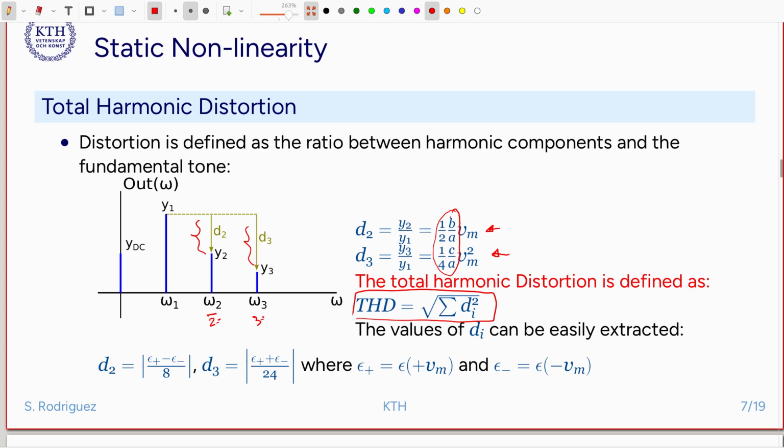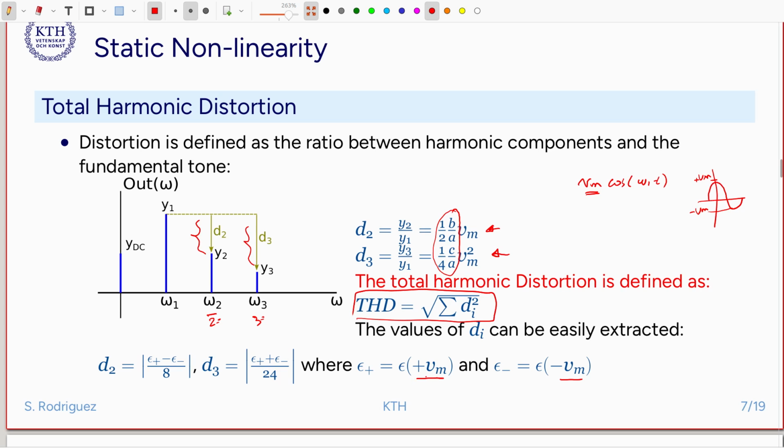Assuming that we pass this amplitude Vm cos omega 1 t to our system, we can calculate instead an error for the positive excursion of Vm, that is plus Vm, and this is going to be minus Vm. So we can calculate the error for a positive excursion of Vm and an error for a negative excursion of Vm.